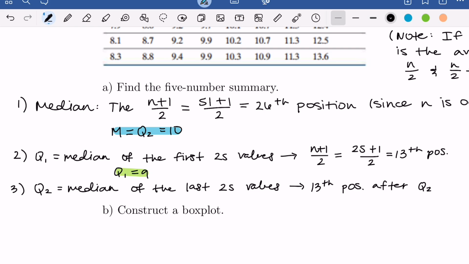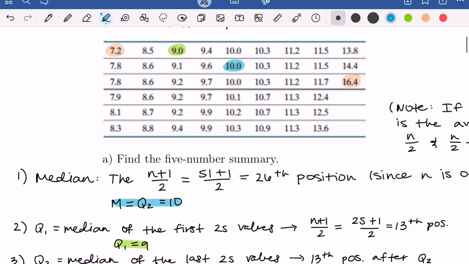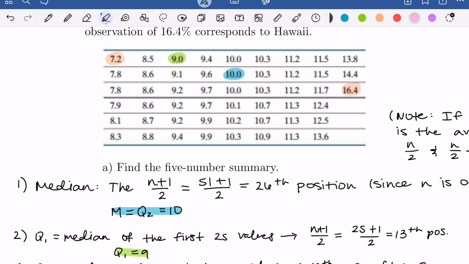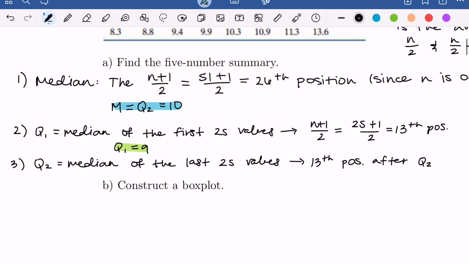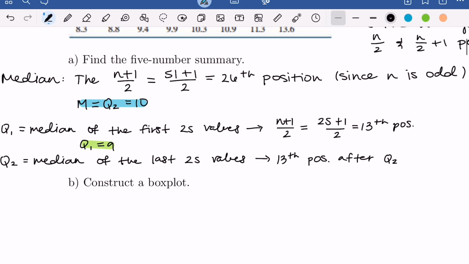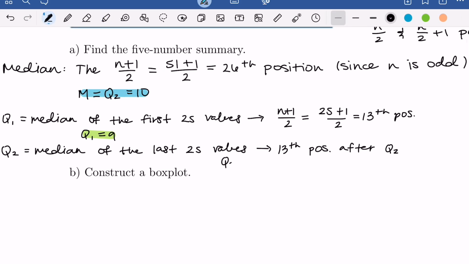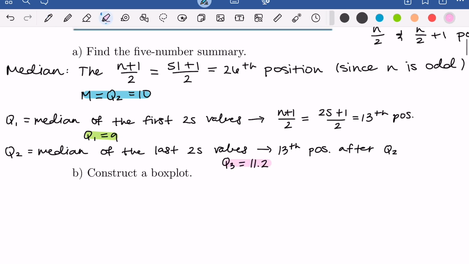Finding the 13th position after that, let's do this one in pink here. We are going to get this 11.2. So, kind of running around the room here, Q3 is going to be 11.2. All right, so with this information here, we have our five-number summary.